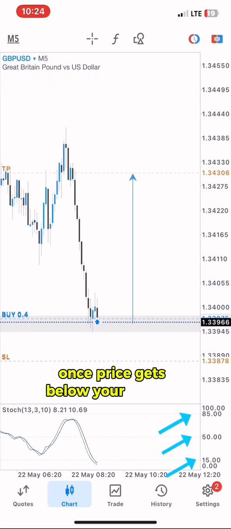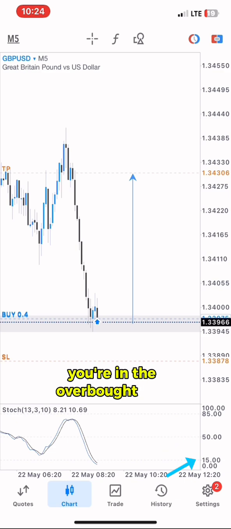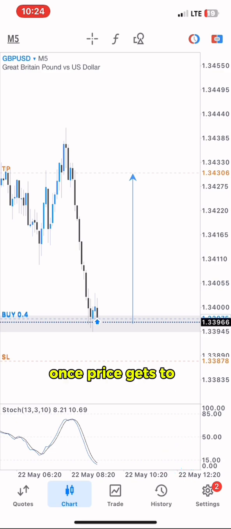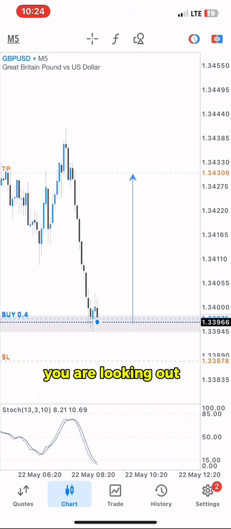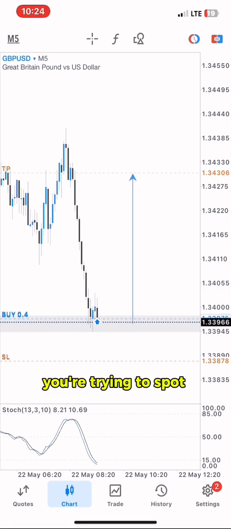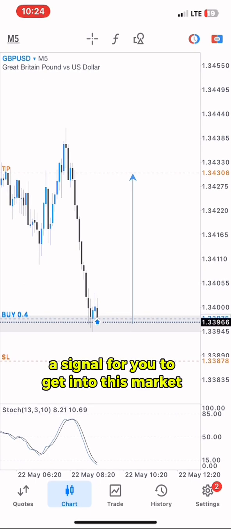Once price gets below your 15 level, you are in the overbought area. Once price gets to your 85 level, you are in the oversold. So these are points in the market you are looking out for. You are waiting, you are trying to spot a reversal, you're trying to spot a signal for you to get into this market and trade.